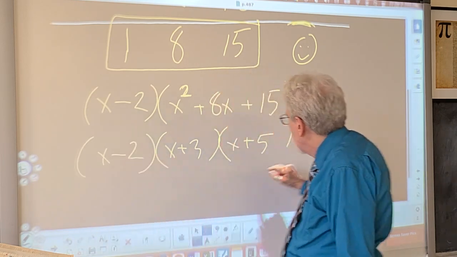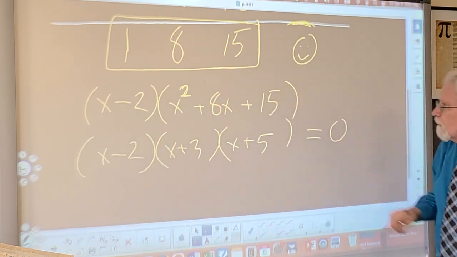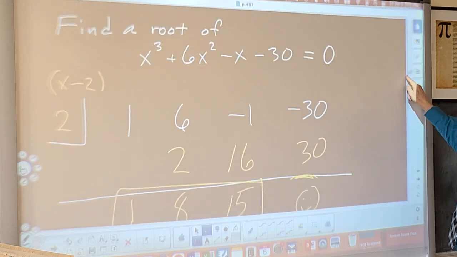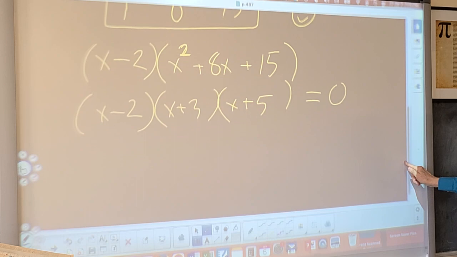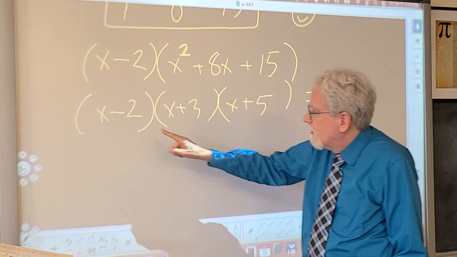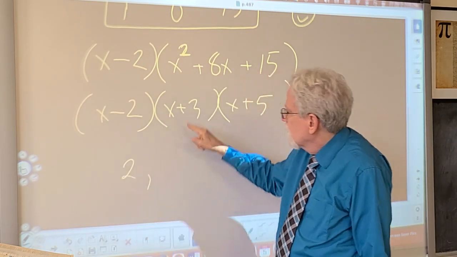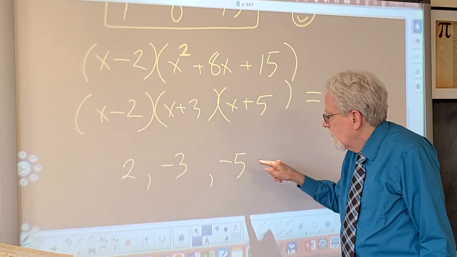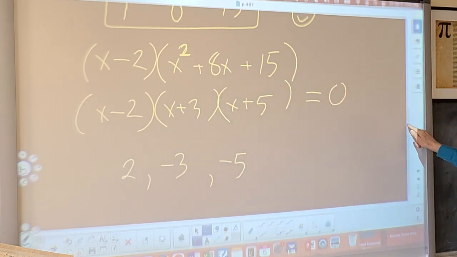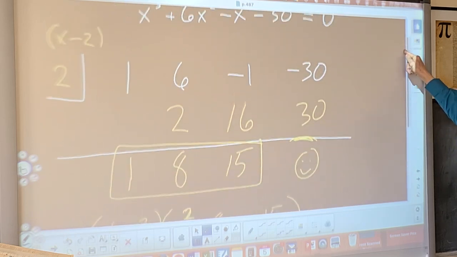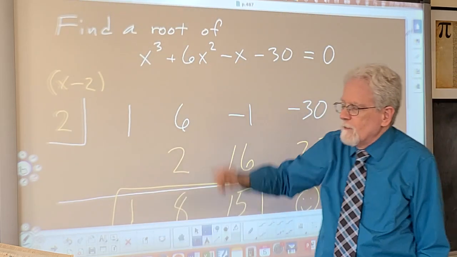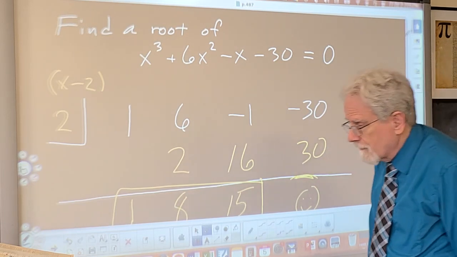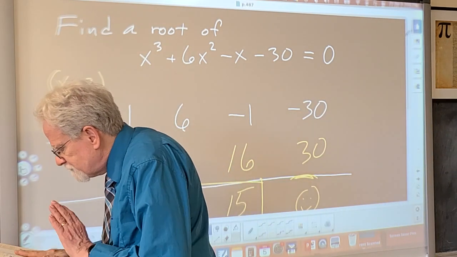And now we see our two solutions. If this were an equation, did I express it as an equation before? Yes, I did. We see our three solutions, which are positive 2, negative 3, and negative 5. Any one of those three numbers, when placed back into the original equation, would make the statement true. Pretty cool, huh? I think so. Let's see some more examples.